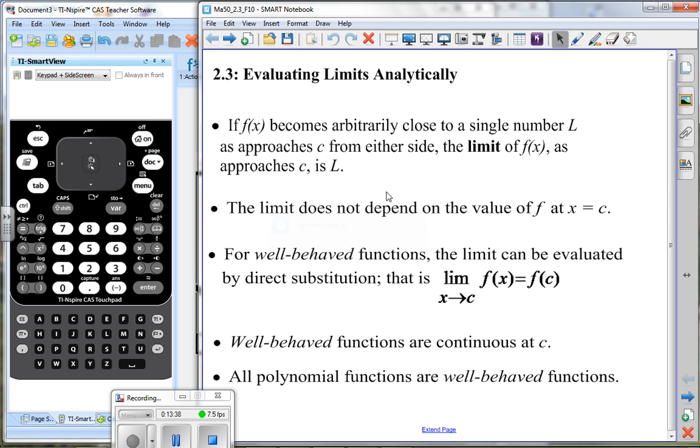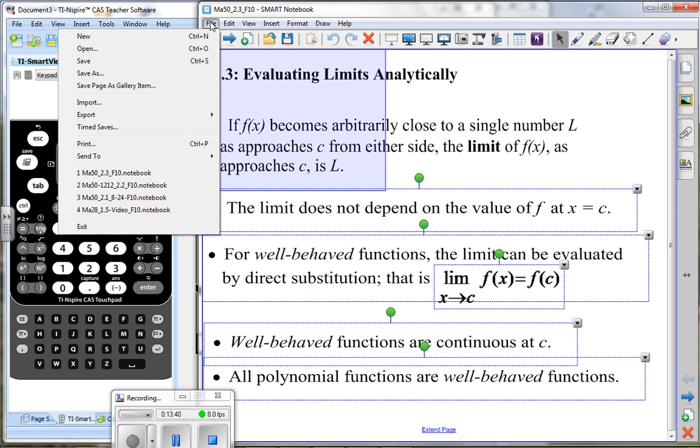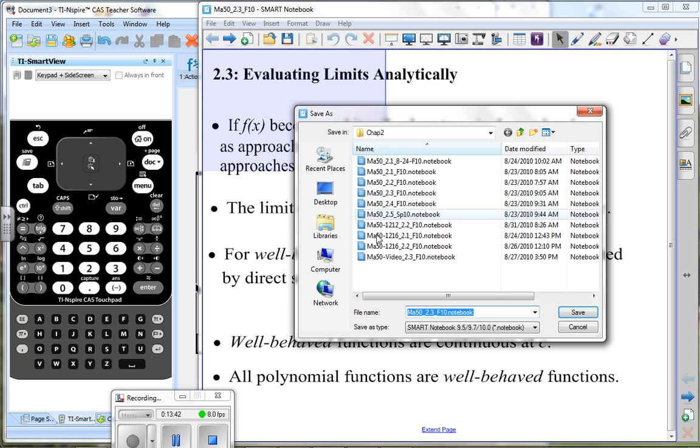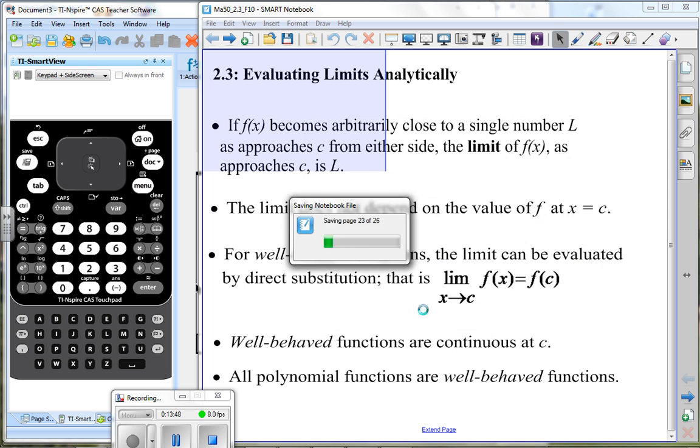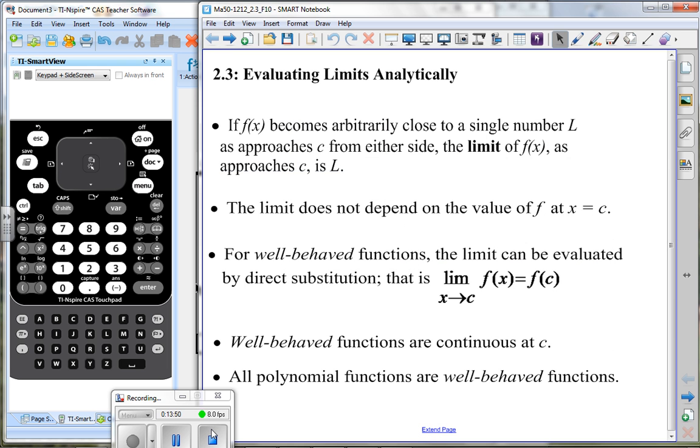So let's go into section 2.3. Thank you. I did forget to look at that. So we will stop this and start.